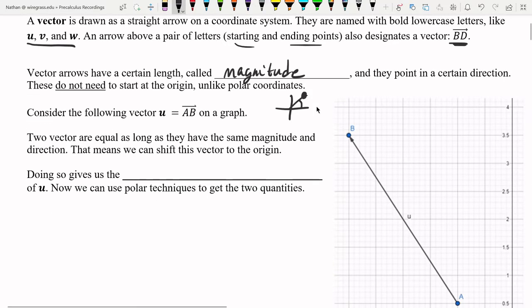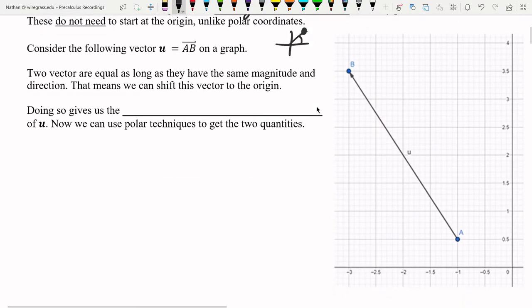It's just as long as you draw an arrow. So let's consider this vector here labeled u, or you could also say AB, the same thing on this graph. You can see that this is not starting at the origin. So this cannot be really described with polar coordinates as it is now, but it is still a vector. It has a certain length. This length here is the length of the arrow, and it points in this direction. That's what the arrowhead is for.